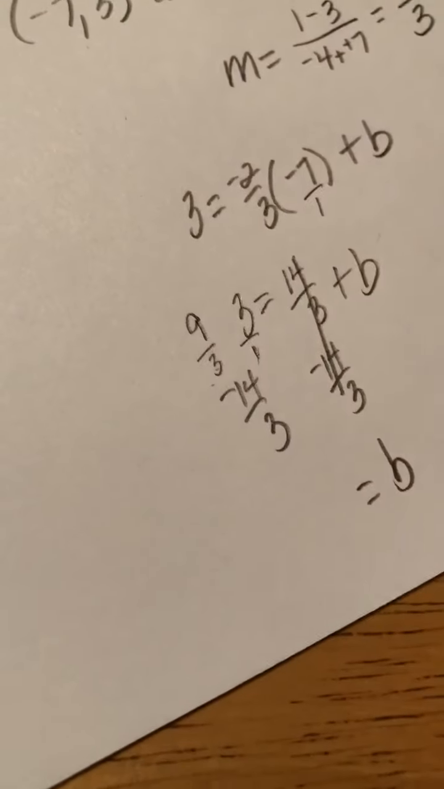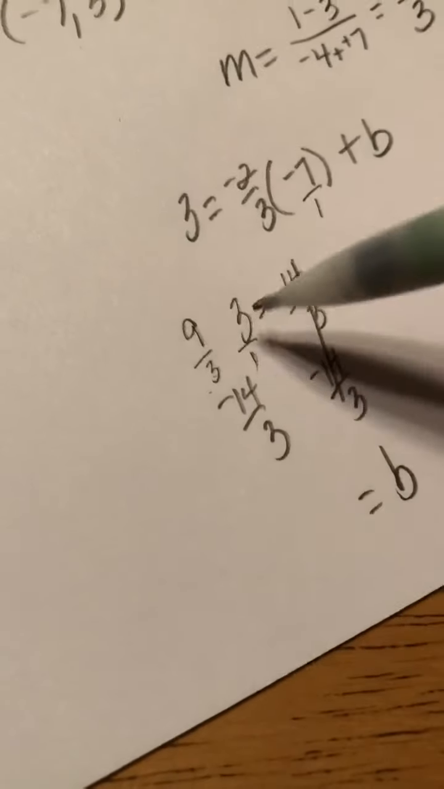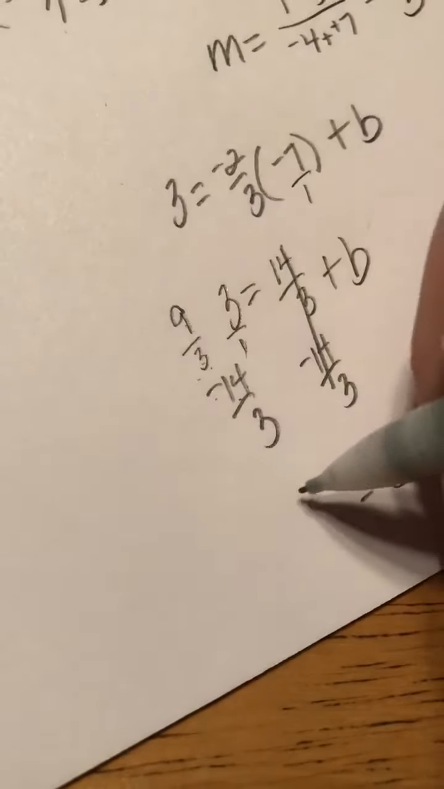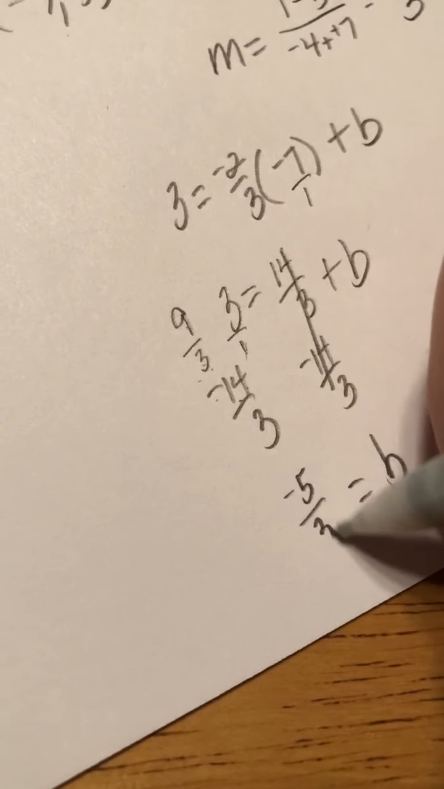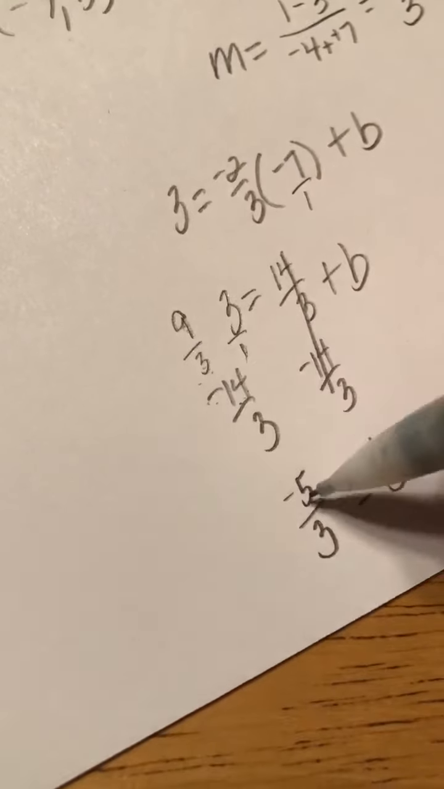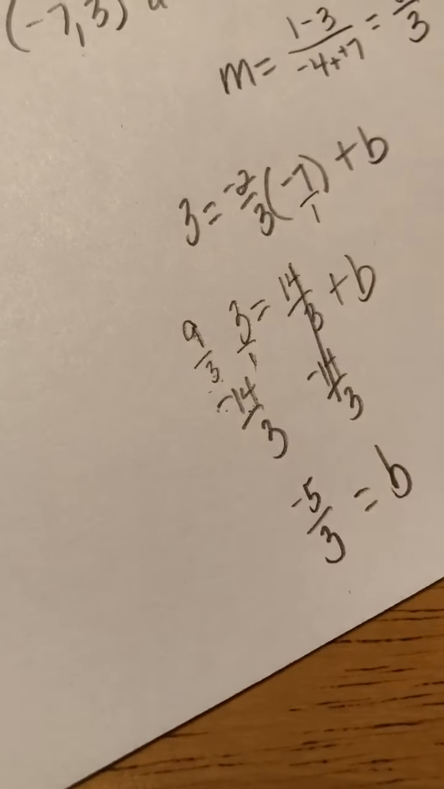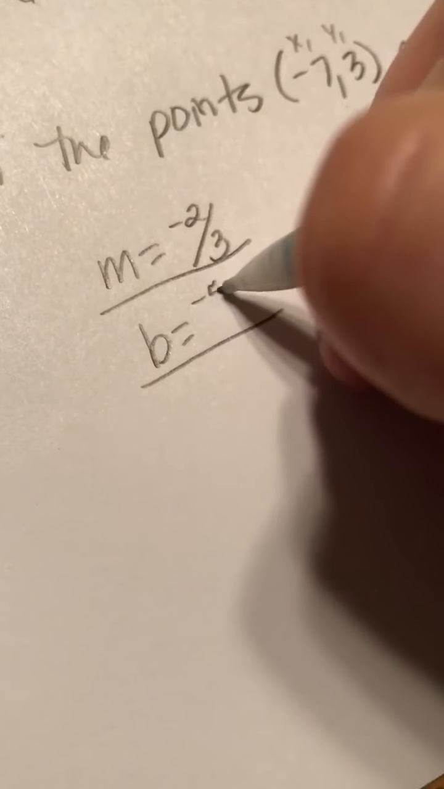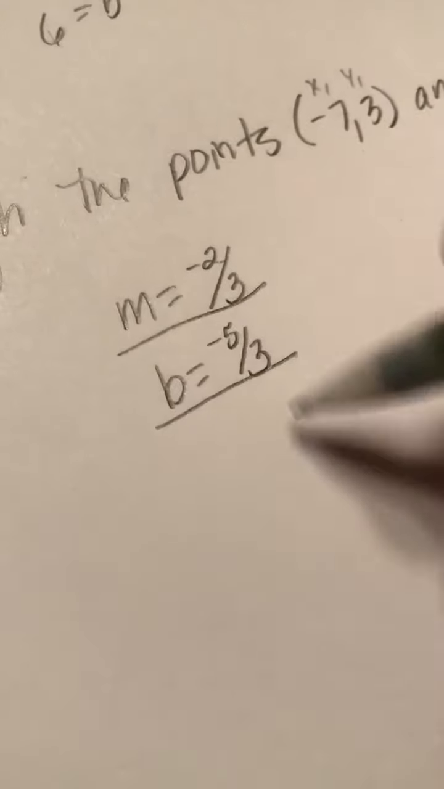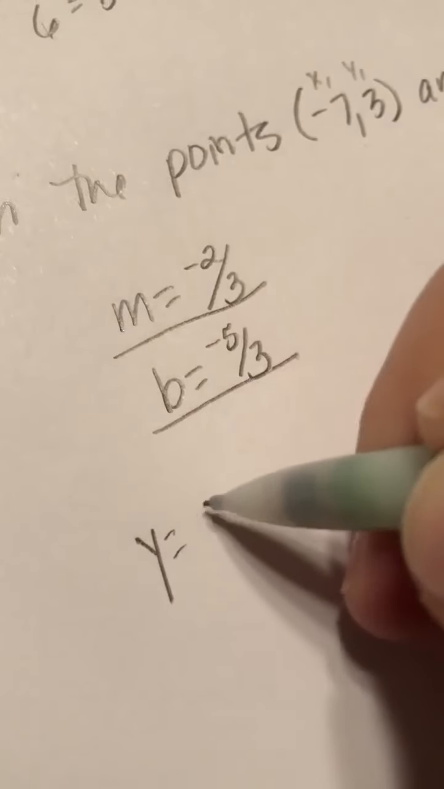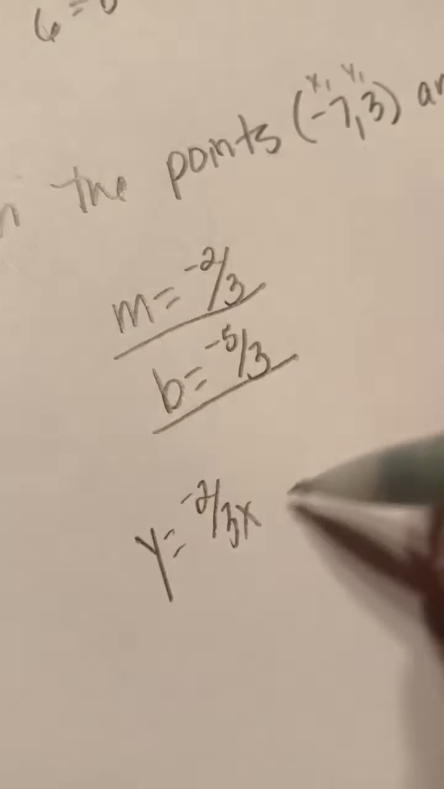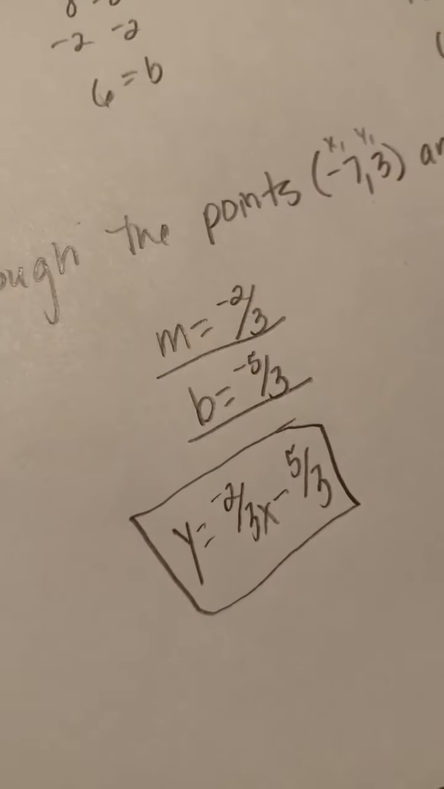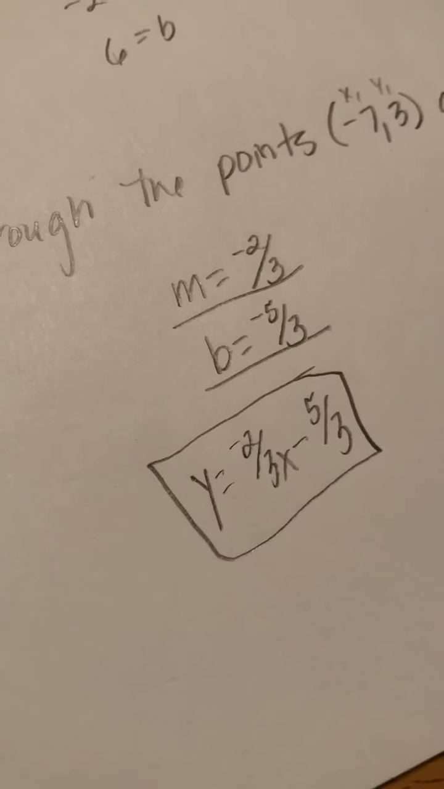Some of you probably have your calculators out, and that's fine. So 9/3 minus 14/3 is -5/3, because we subtract the top. 9 minus 14 is -5, and we keep the denominator, which is 3. So I just found b. That is -5/3. Once we fill in both blanks, we can write out our final answer, which is y = -2/3 x minus 5/3. And we're done. Yes, I have fractions, but you guys can do fractions.